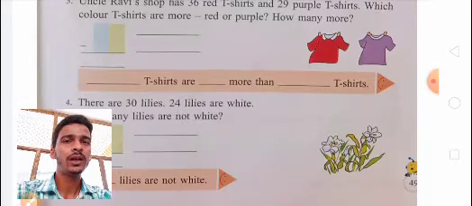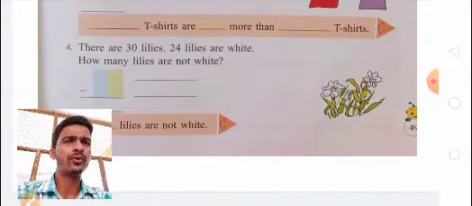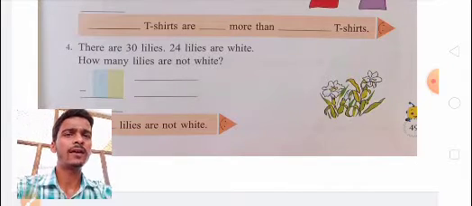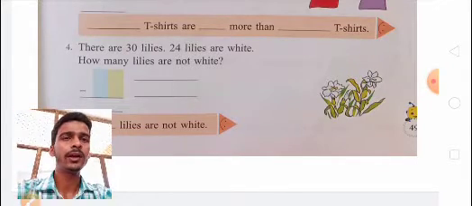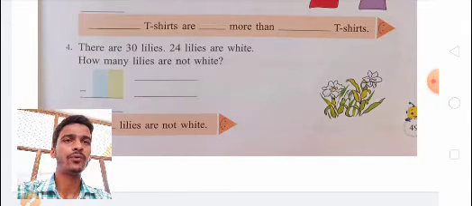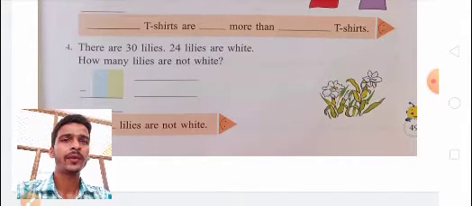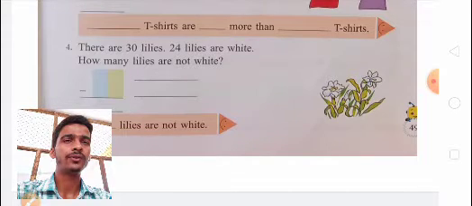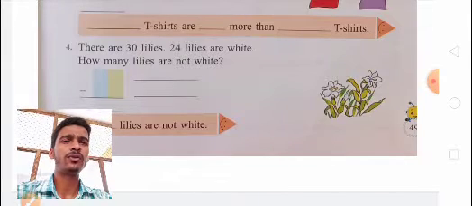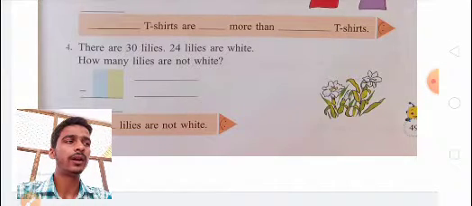Now question 4: there are 30 lilies, 24 lilies are white. How many lilies are not white? There is a question: there are 30 lilies. The number of total lilies is 30 and 24 lilies are white. How many lilies are not white? So you have to find how many lilies are not white. Total lilies are 30 and white lilies are 24.